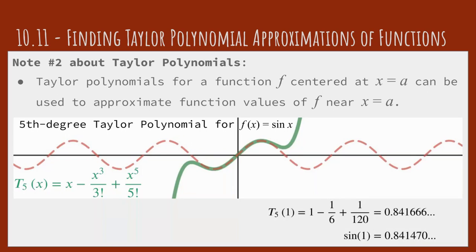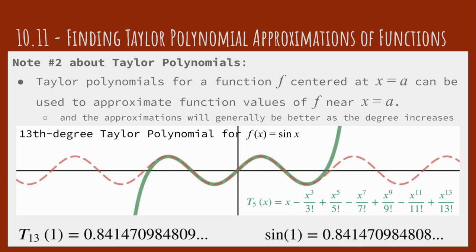I did a couple examples here. So I approximated the value of the sine of 1 using a 5th degree Taylor polynomial. And you'll notice that that approximation is good all the way out to the 10,000ths place. It's off by about 2 10,000ths.